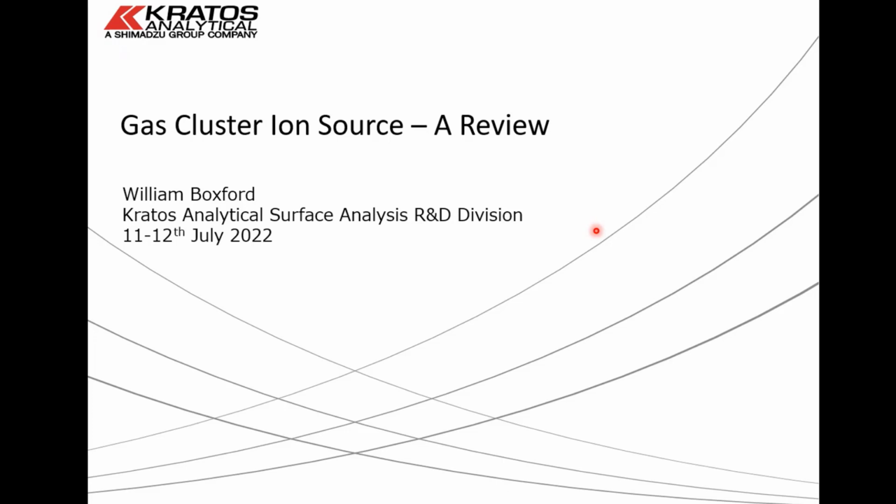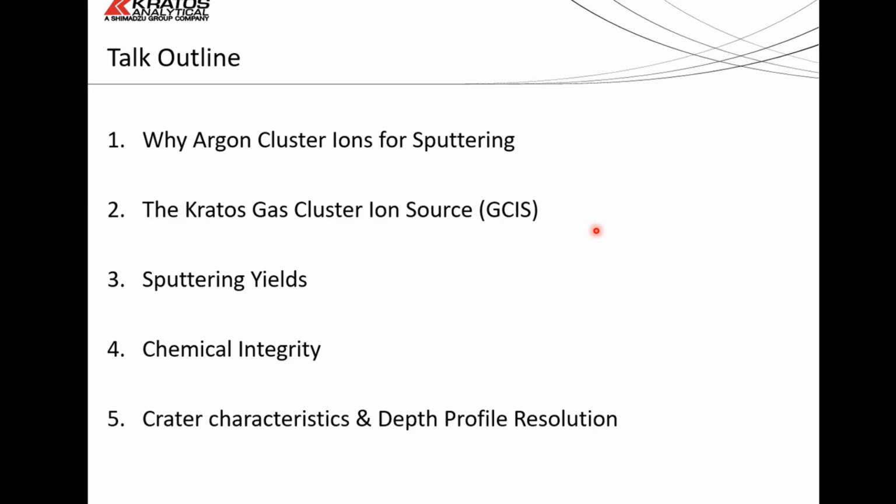So on we go. Just a quick outline. I'm going to give you a brief introduction about why we use argon cluster ions, or any other ions for that matter, and what use they are for surface analysis. Then I'll give you a quick overview of the Kratos gas cluster ion source, the GCIS, and then talk about three key parameters we're looking for when we're considering how to use the gas cluster ion source or any other ion gun. Firstly, sputtering yield, secondly, chemical integrity, and thirdly, the characteristics of our crater and depth profile resolution.